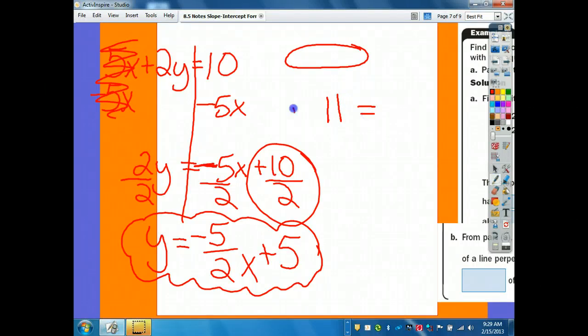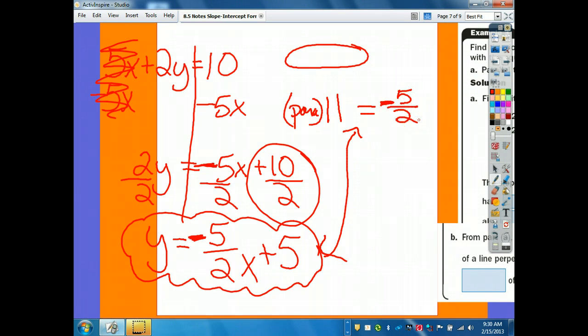So once you get it rearranged, what is your parallel slope going to be? We'll do the easy one first. What will the parallel slope to this equation be? What's the slope of this equation? Negative 5 over 2. So what's the parallel slope? The parallel one is exactly the same, so it is negative 5 over 2.